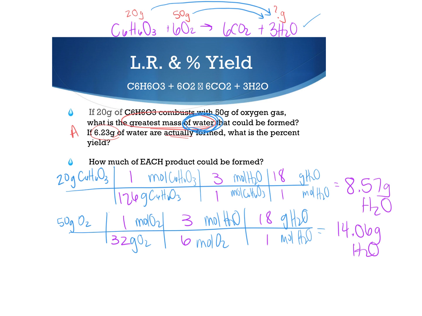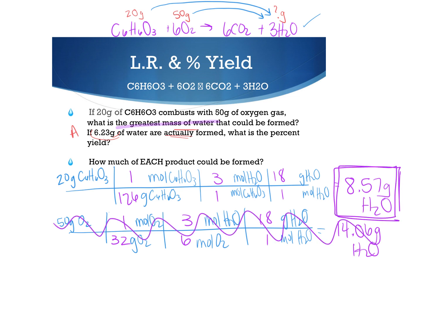It asks me, what is the greatest mass of water that can be formed? So what's that? Which is it going to be? 8.57. Very good, right? It's easy to just say, oh, it's 14 because that's greater, right? But we won't get the chance to make that. So the greatest amount of water that we can form is 8.57.